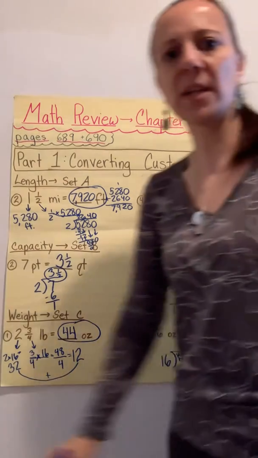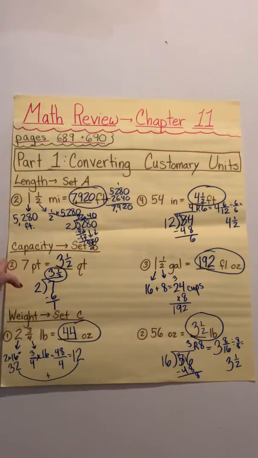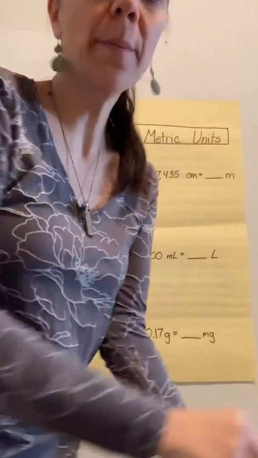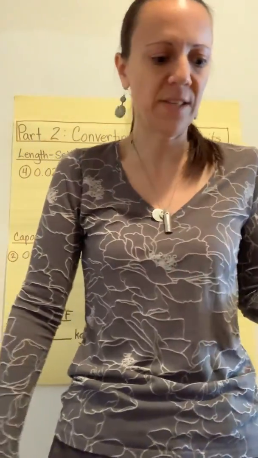Okay, done with the customary units. The next section, part 2, we're going to talk about the metric units, because that's the next thing you had to do in this test. Okay? Remember, the metric units are quick and easy because we're just talking about place value. Everything is base 10, tens, hundreds, thousands.